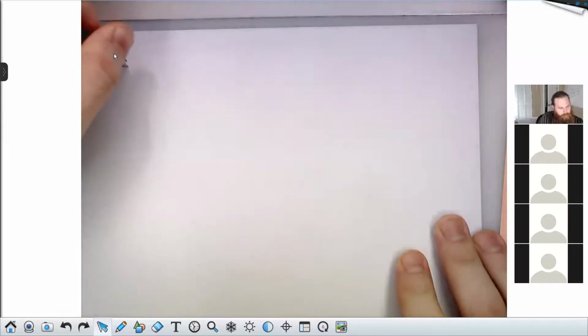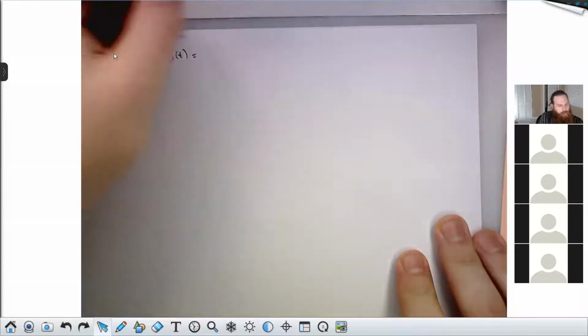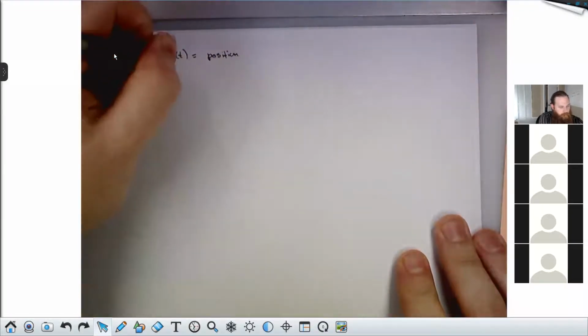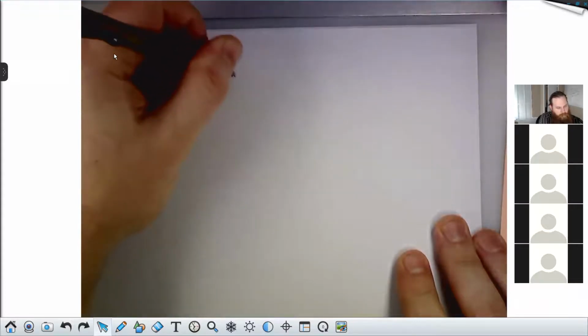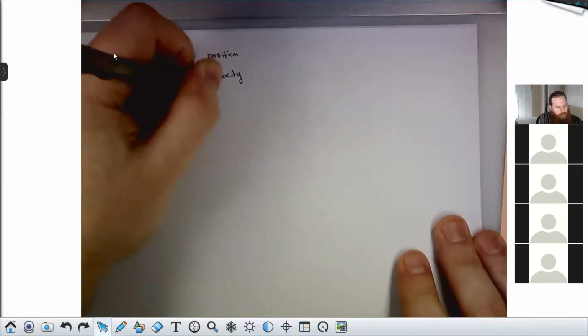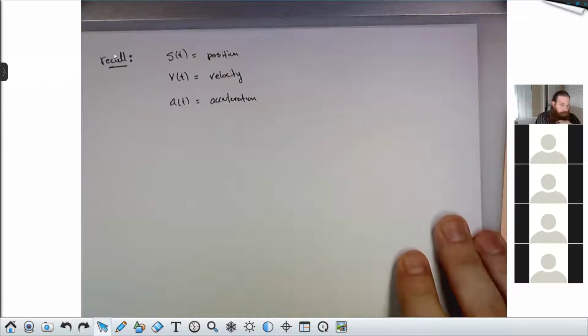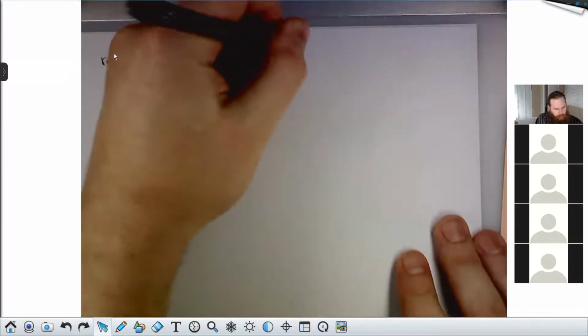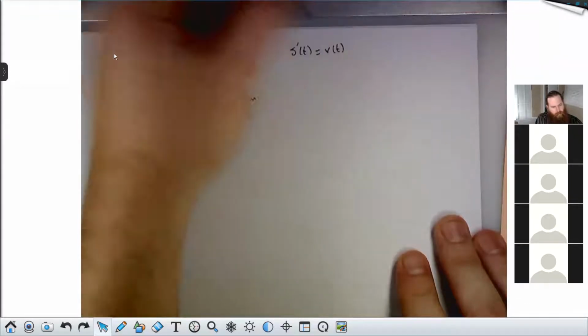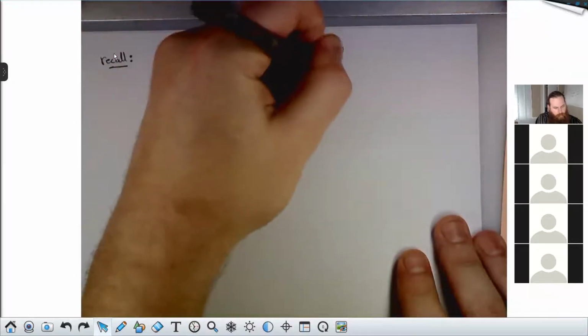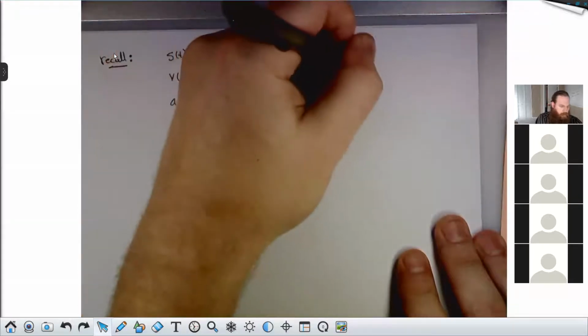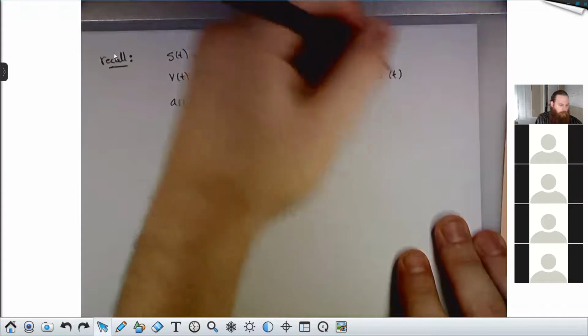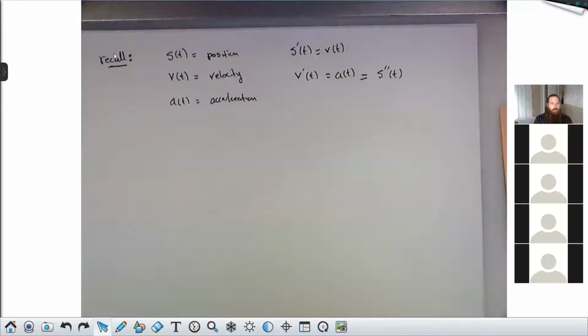I'll start by saying, recall that if s of t is a particle's position, v of t is a particle's velocity, and a of t is a particle's acceleration, where the particle is moving in one-dimensional motion, either straight up and down or straight along a line, then s primed is equal to v, v primed is equal to a, and because s primed is v, this is the same as s prime prime. In other words, position is the antiderivative of velocity, and velocity is the antiderivative of acceleration.